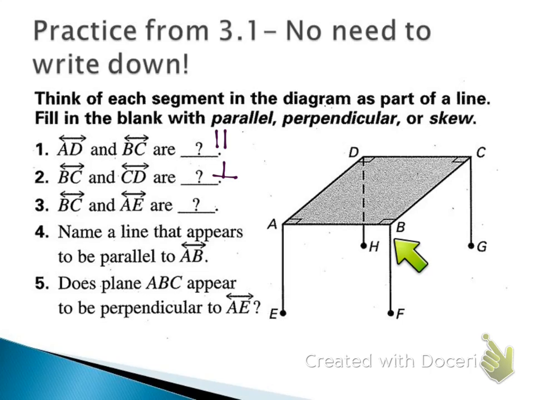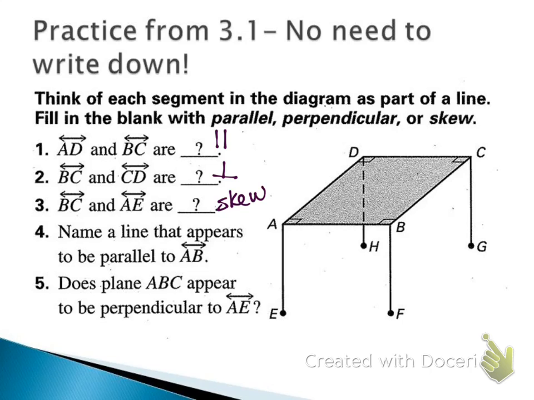Next we have BC and AE. Skew. They're not on the same plane, and they will not intersect. Good. No fancy symbol for skew, just write out the word skew.